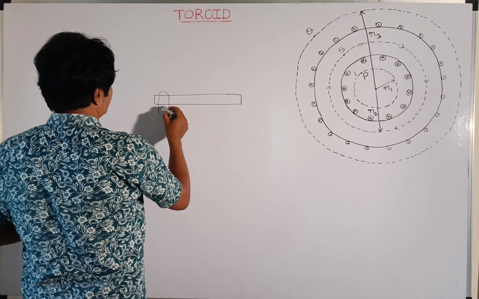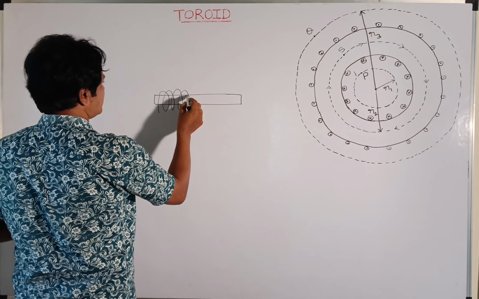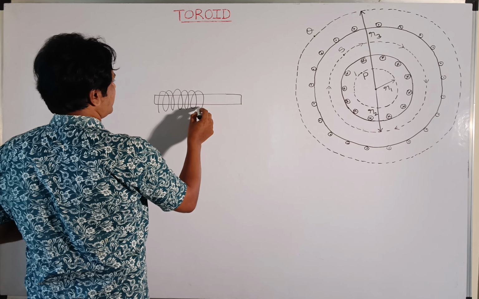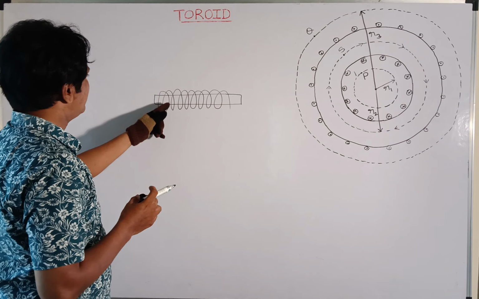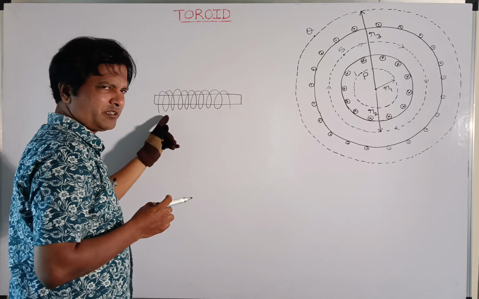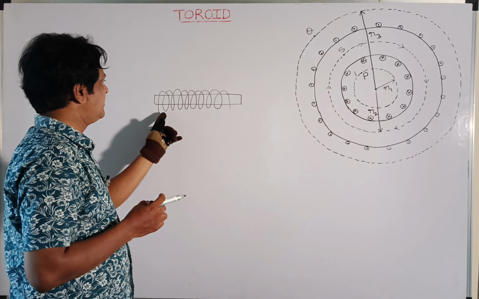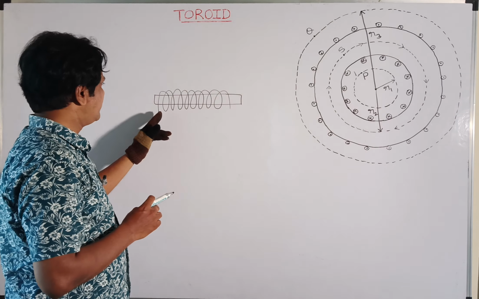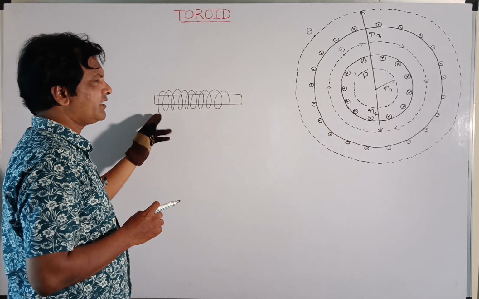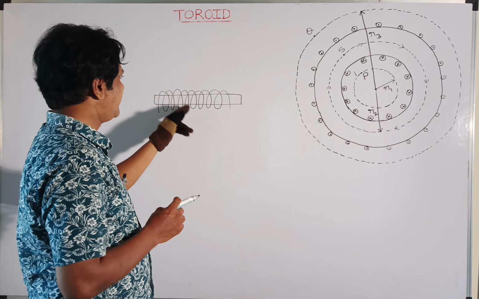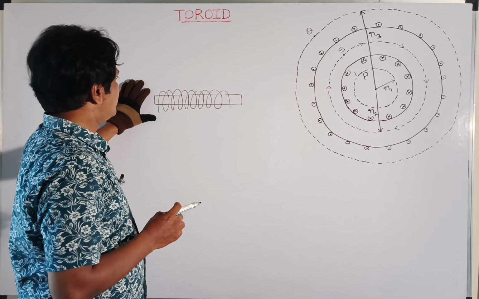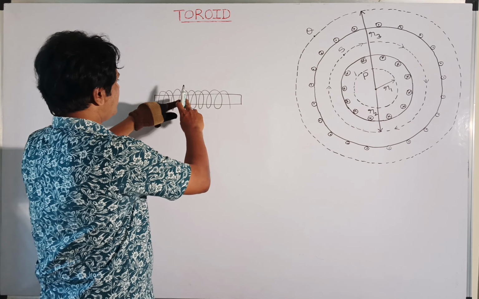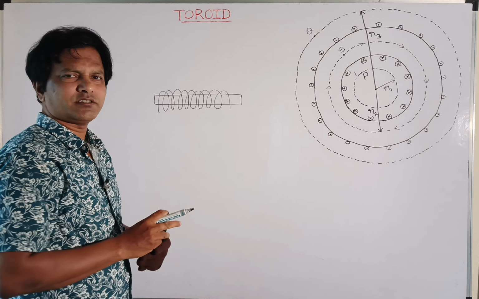If you wound some turns of a wire or conductor and the turns are in circle shape, it appears as circles, but actually they are not circles, they make the shape of a helix. So this solenoid shaped system is bent into a circular system.